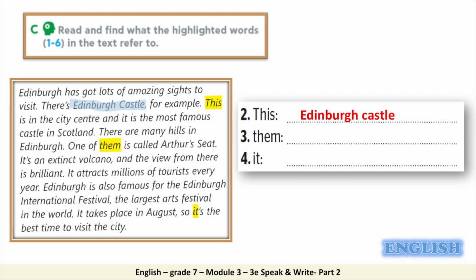Next, number 3. Them. "There are many hills in Edinburgh. One of them is called Arthur's Seat." Them refers to hills. Number 4. What does it refer to in the sentence, "It takes place in August"? So it's the best time to visit the city. The best time to visit the city is August, so the correct answer is August.